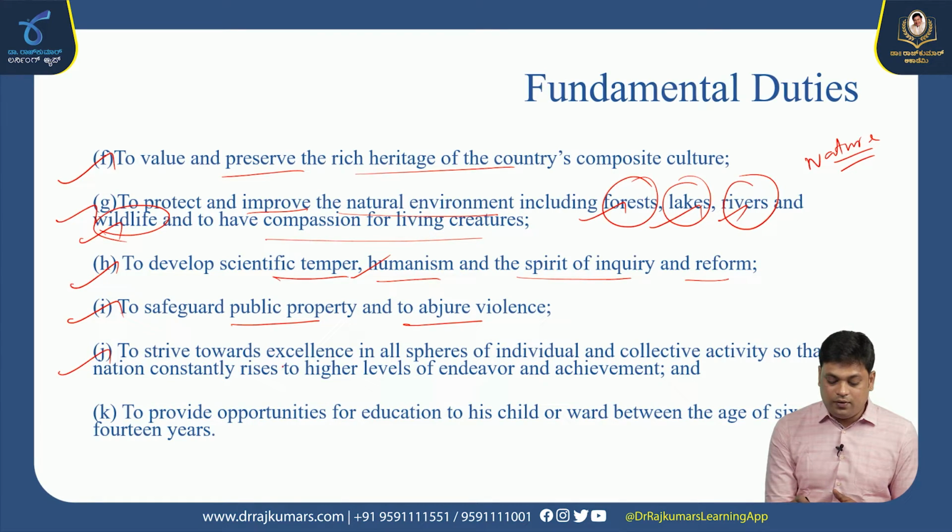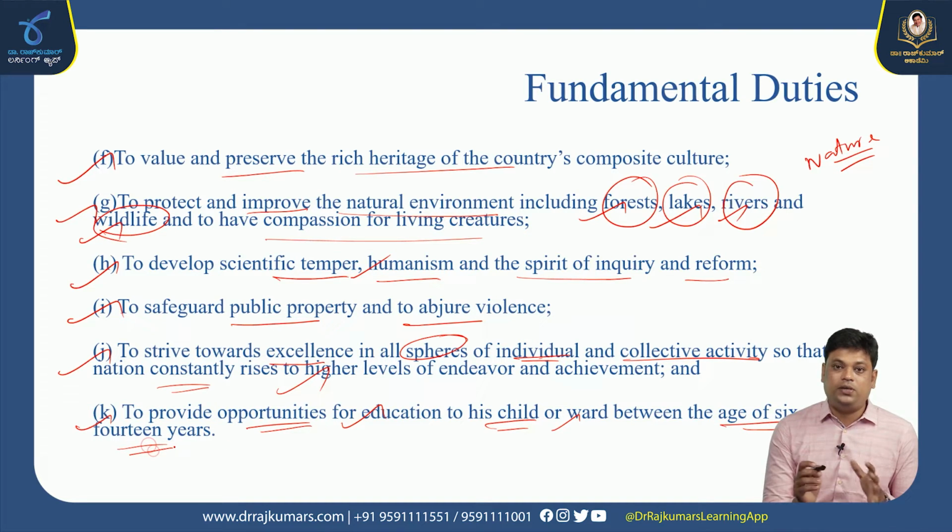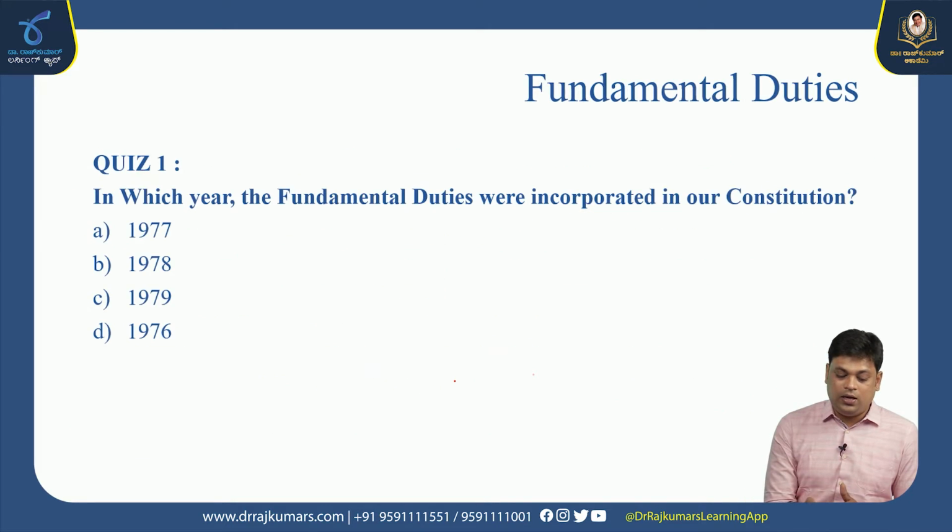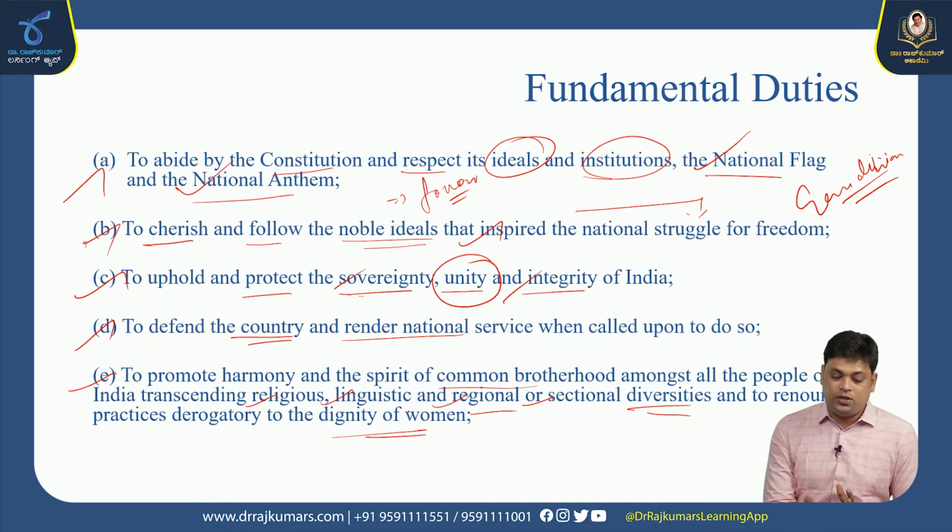Next one is to strive towards excellence in all spheres of individual and collective activity, so that the nation constantly rises to higher levels. In any kind of endeavor and achievement, we need collective responsibility for the development of our country. Next, to provide opportunities for education to one's child or ward between the age of 6 and 14 years. Compulsory education is supposed to be given to kids who belong to the age of 6 to 14 years. Okay, so these are all the major fundamental duties which come under Article 51A of your Indian Constitution.